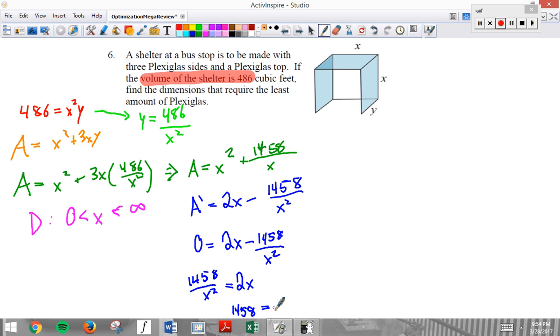1458 equals 2x cubed. And x cubed equals 4, 7, 7. No. I did it the wrong way. 729?